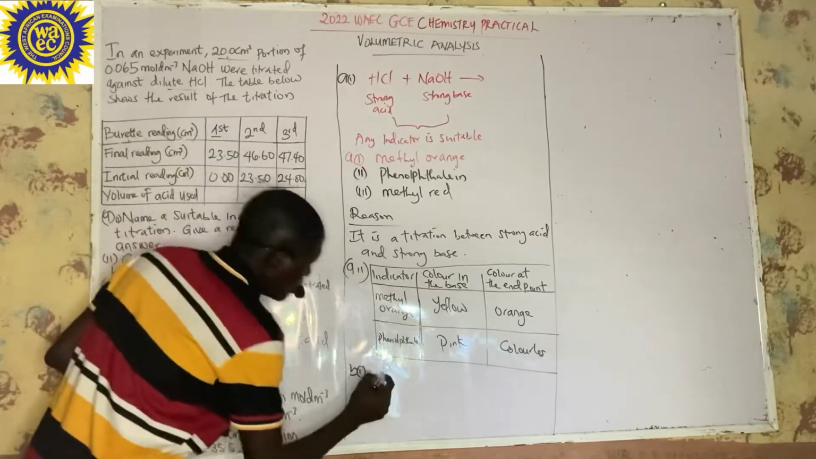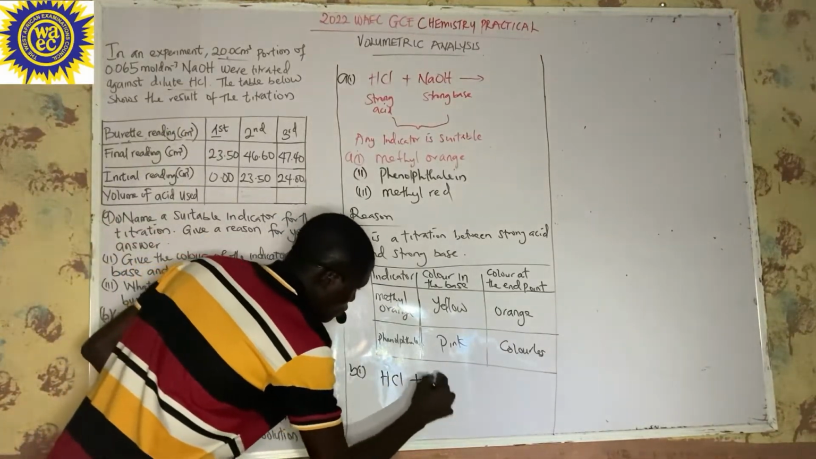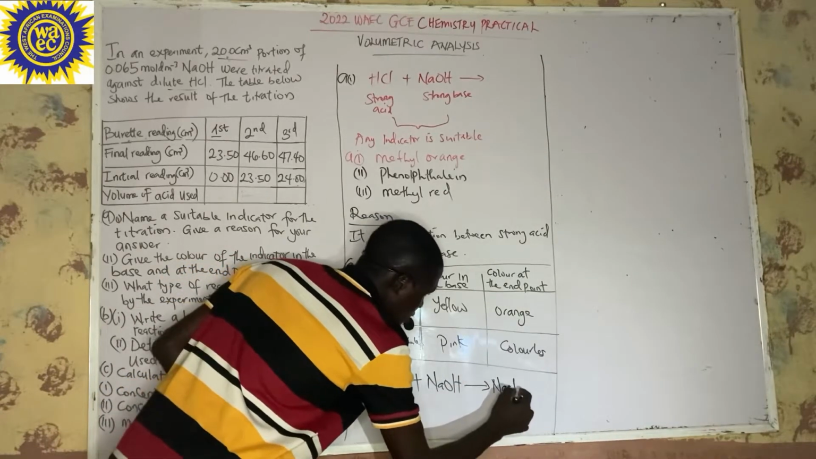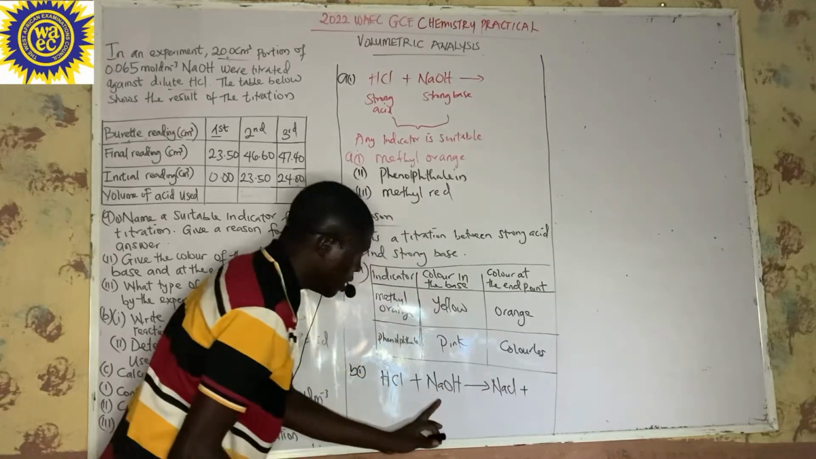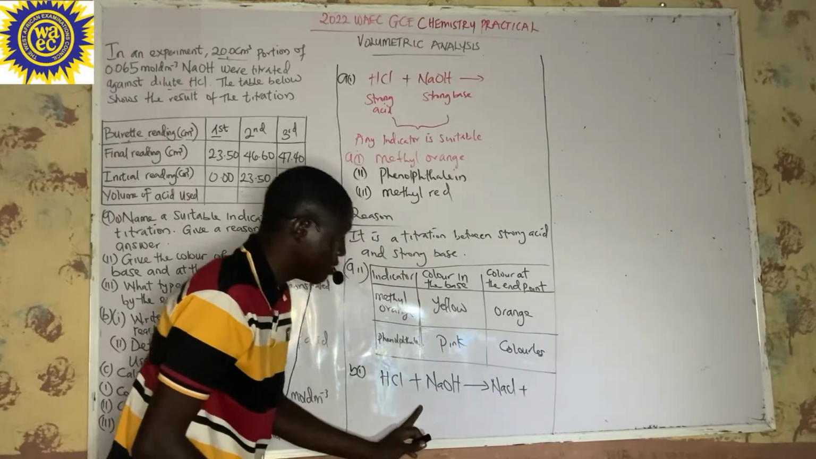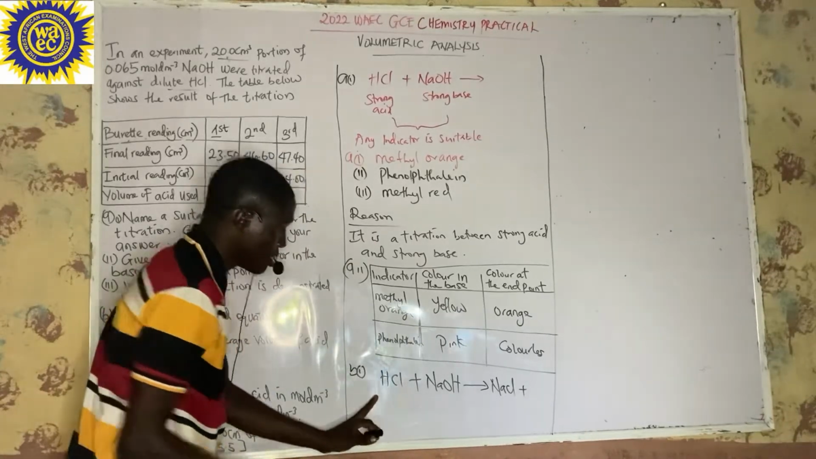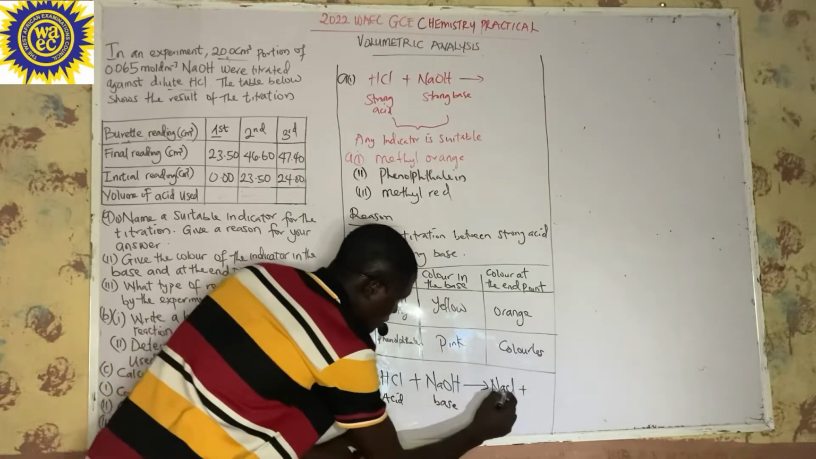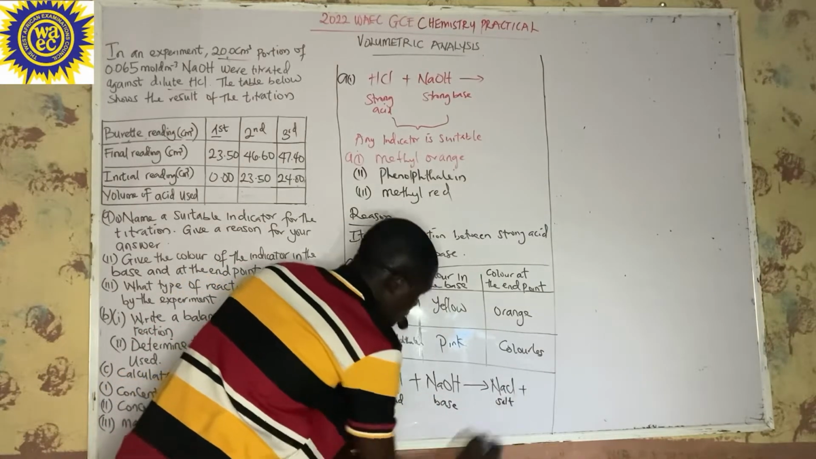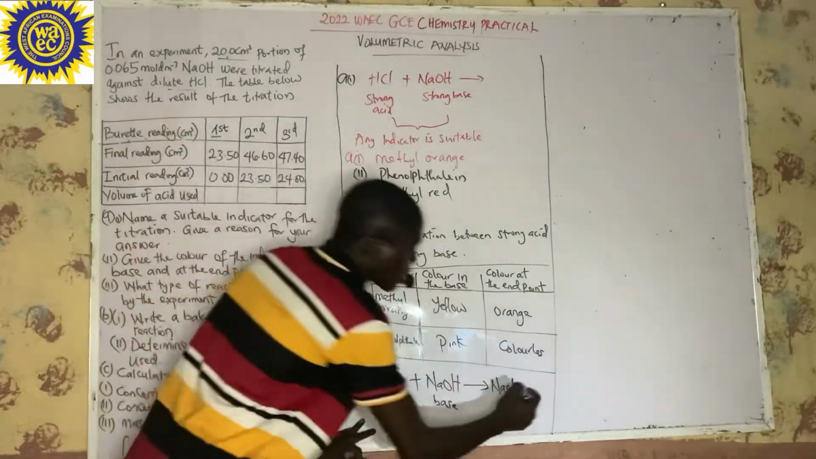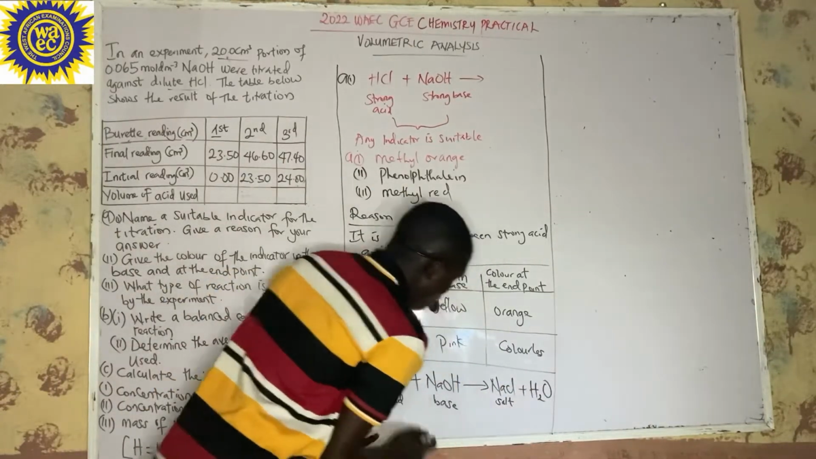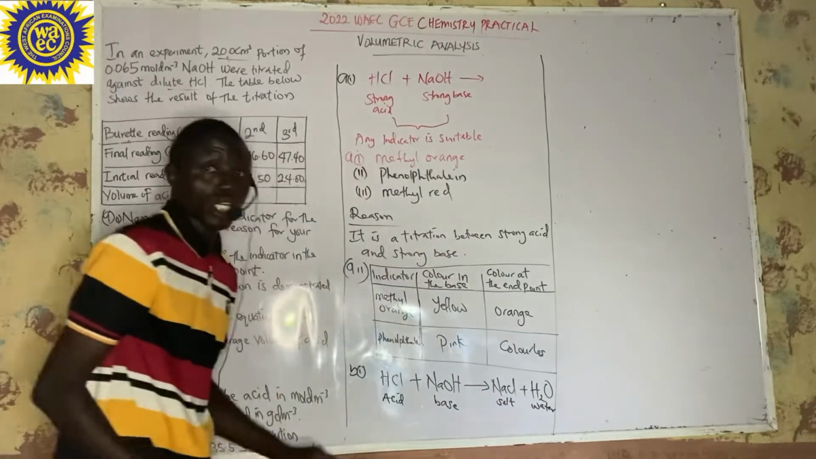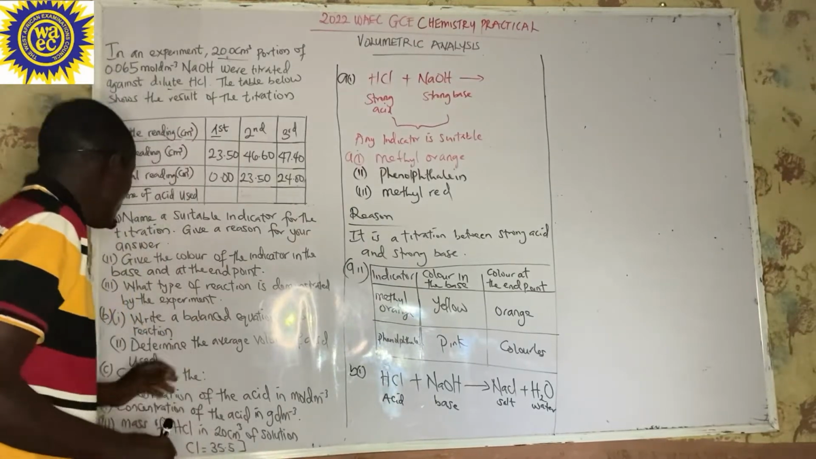So how do you write that? HCl plus sodium hydroxide to give sodium chloride plus water. This is a reaction between acid and base, so definitely you are going to have salt. This is an acid, this is the base, and the first product is the salt. It is a reaction between strong acid and strong base to give salt and water, which is also known as a neutralization reaction.